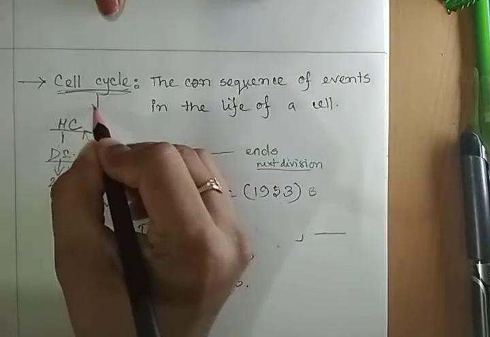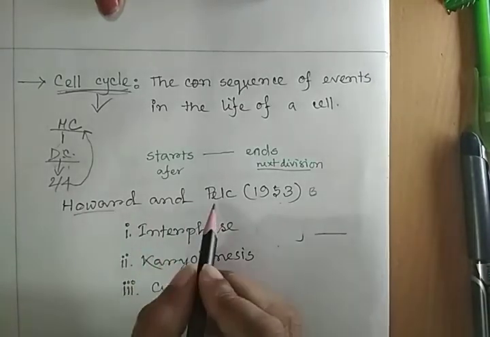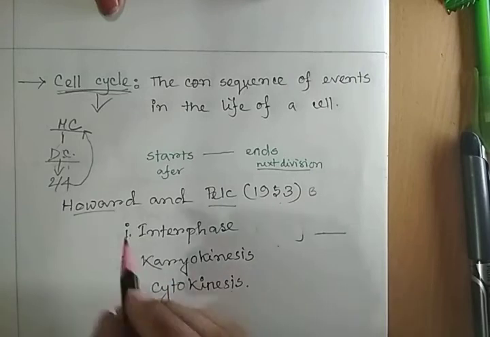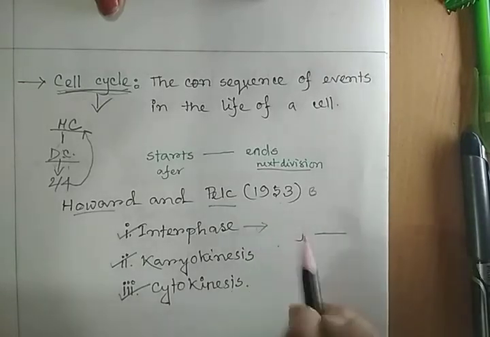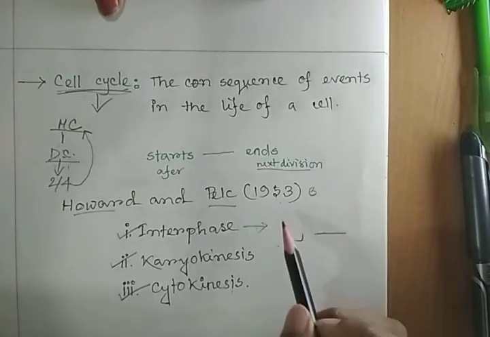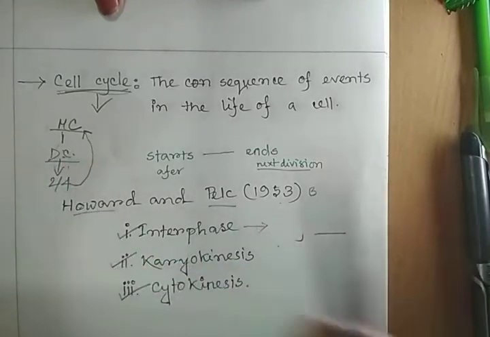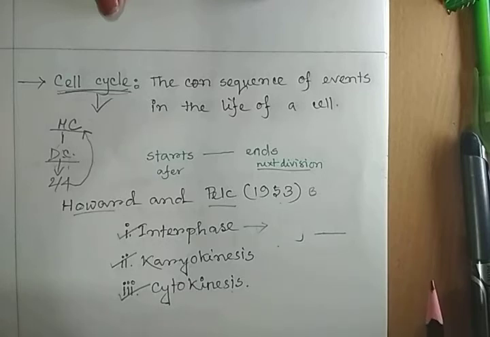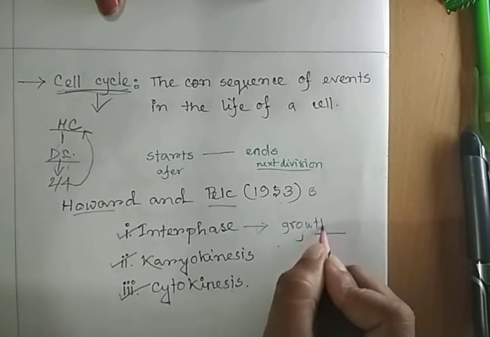The cell cycle of eukaryotic cells is divided into 3 phases by Howard and Pelc in 1953. Number 1, interphase; number 2, karyokinesis; and number 3, cytokinesis. Interphase is the resting period of a daughter cell. That means after division, the daughter cell takes some time for its proper growth and development.